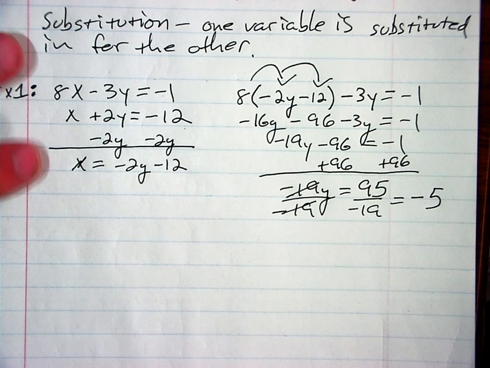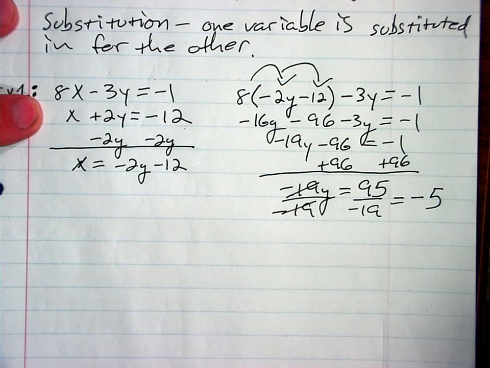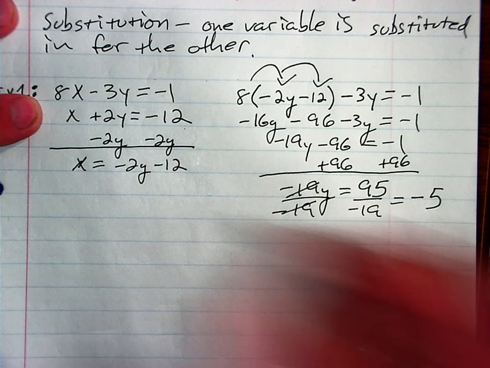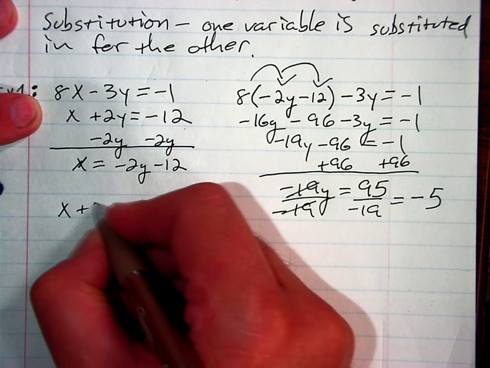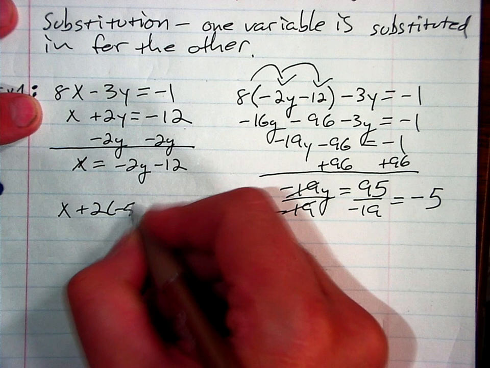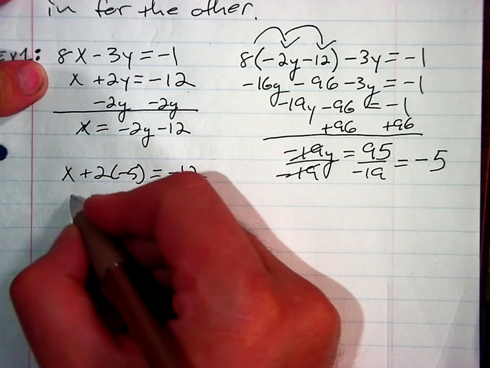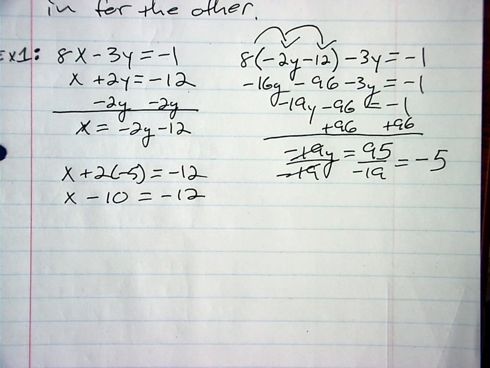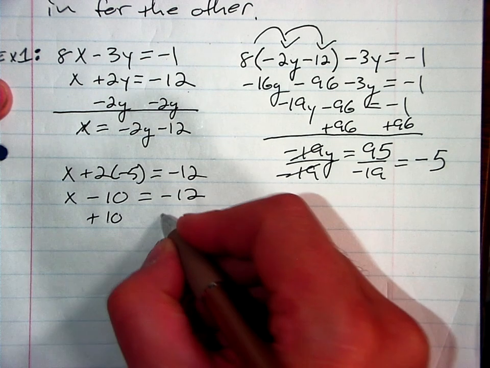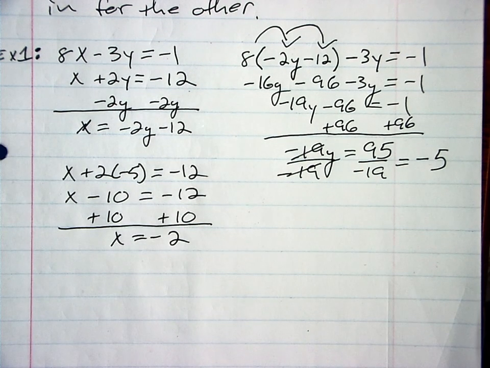So in order to find x, we're going to substitute it back in. So I'm going to go back to the original equation. I honestly don't think it matters, but I've always been taught to plug it back into the original equation. So x plus 2 times -5 equals -12. 2 times -5 is -10. We get rid of a minus 10 by adding 10. And x equals -2.